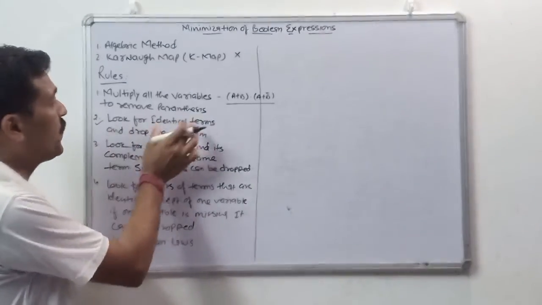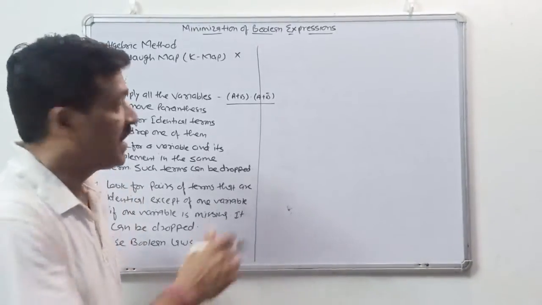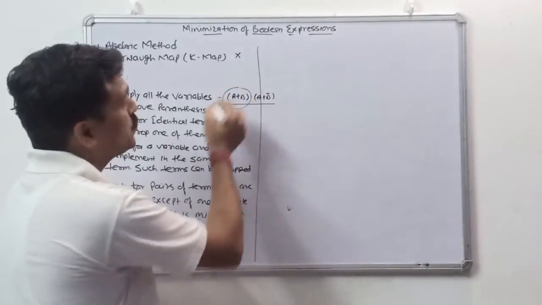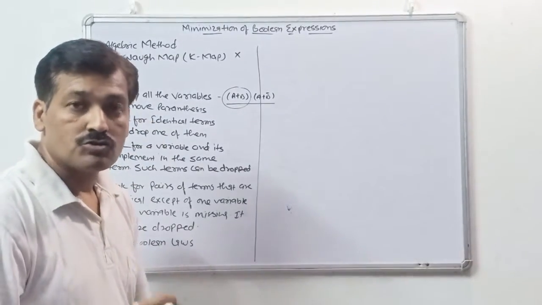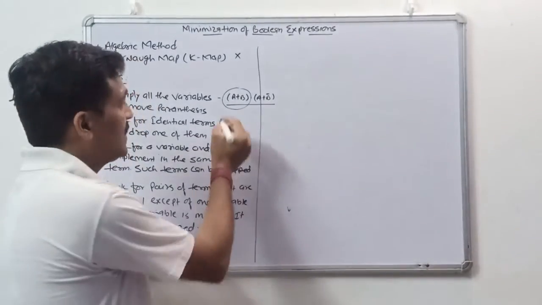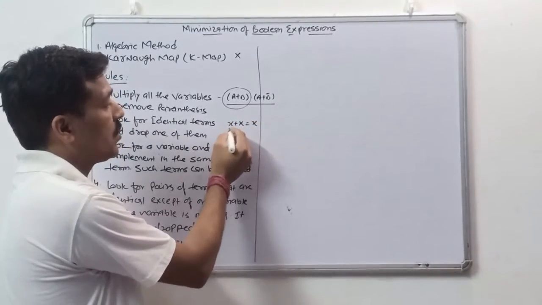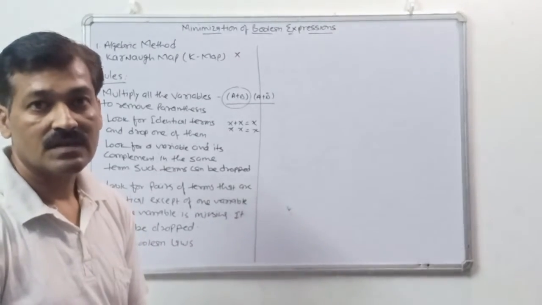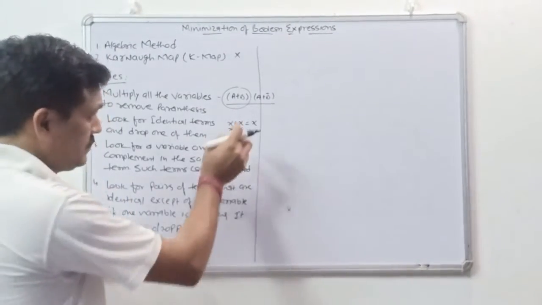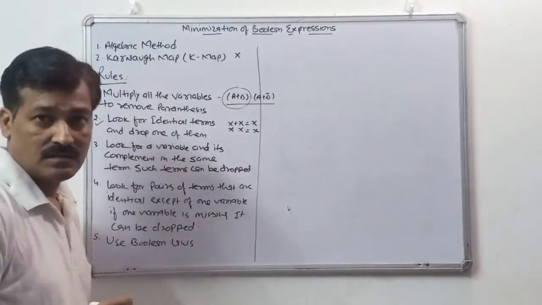Second, look for identical terms and drop one of them. If a plus b comes two times in an expression, one of them can be dropped, as per the formula we have, that is x plus x equals x, or x into x equals x. So if identical terms are given, one of them will be dropped.